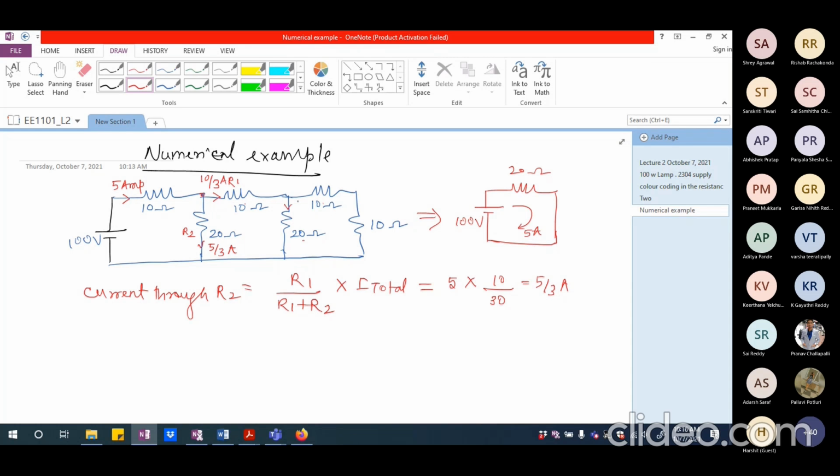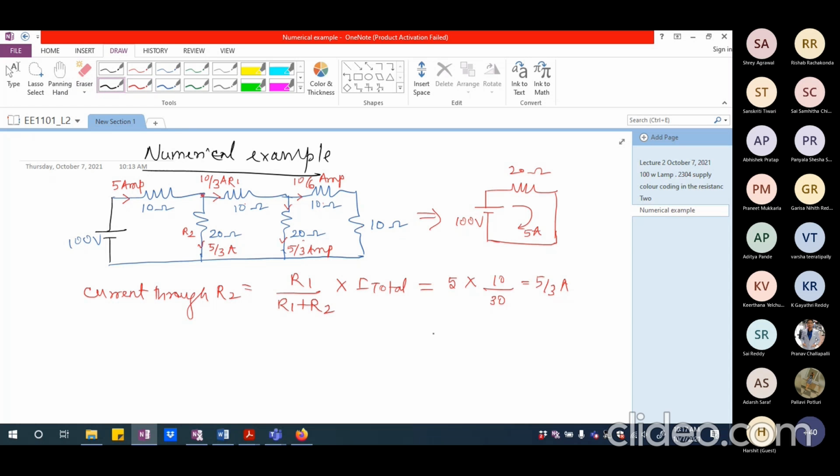Now again, we have to check how much will be flowing here and how much will be flowing here. Please note this is also 20 ohms. This is also 20 ohms. So the current will divide equally. So I'm going to have 10 by 6 ampere here, which is actually 5 by 3. So again, I'm going to have 5 by 3 ampere here. So we have solved the circuit, right? So this is one way of solving the circuit.